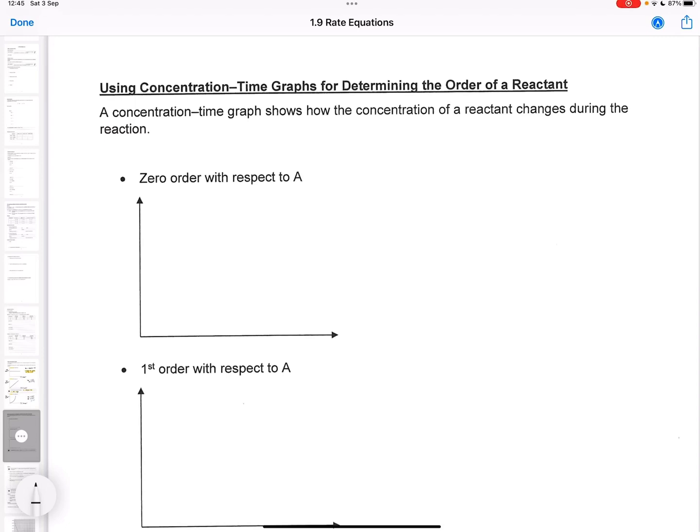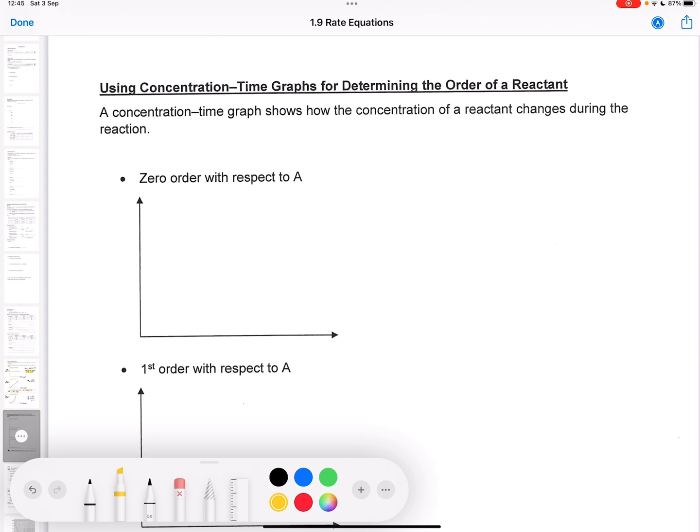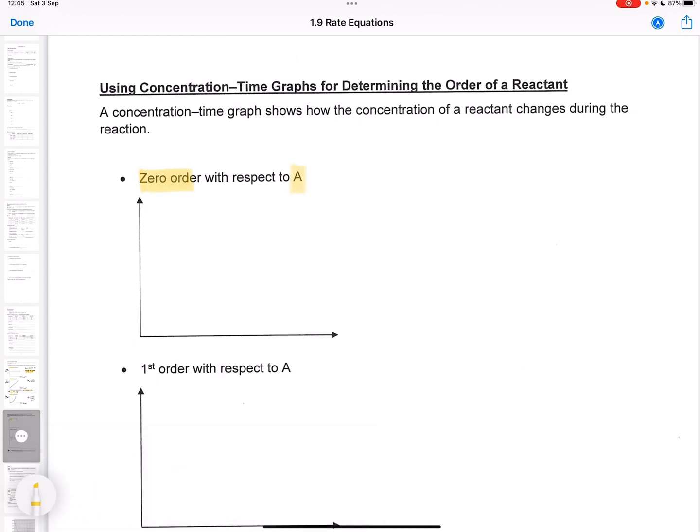In this section, we're going to look at concentration time graphs. So concentration is going to be on our y-axis and time on our x. And here we're being asked to draw a graph that represents zero order with respect to A. So zero order with respect to A.